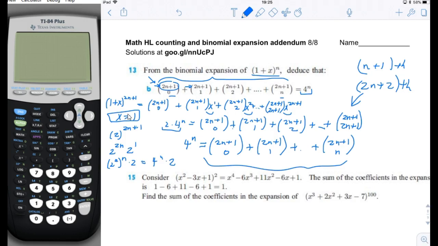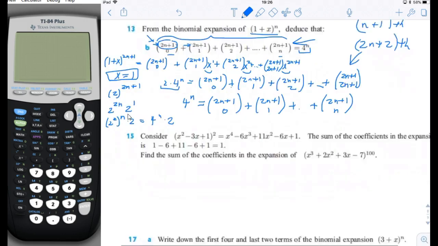Okay. I hope that's not too hard to understand. I'll explain it in class better if you still have questions. So now we have 4 to the n equals this expression here, which is a bunch of the half coefficients. And wait a second, that's exactly what we wanted. Okay? All right. Let's go to number 15.